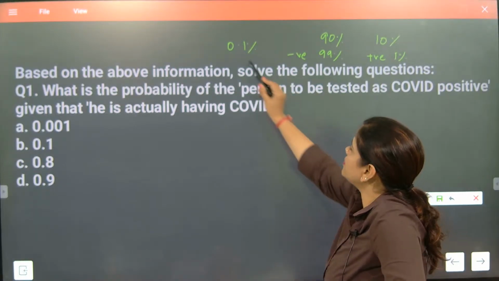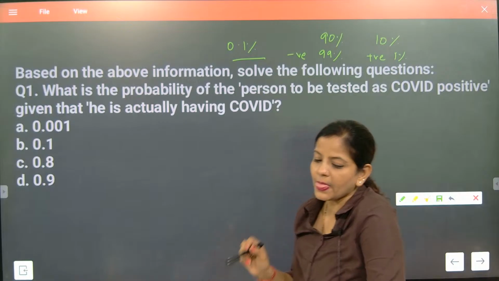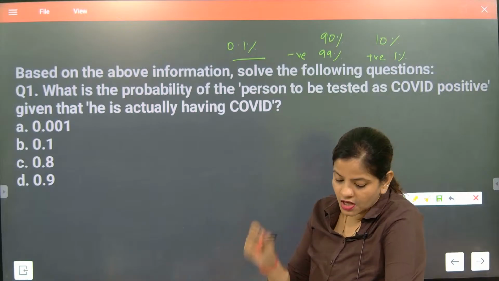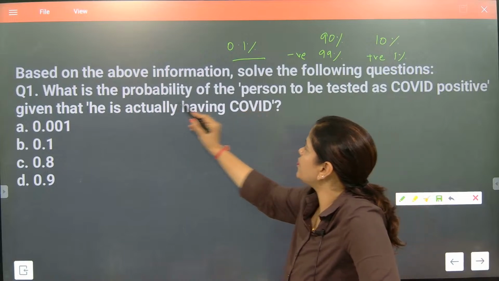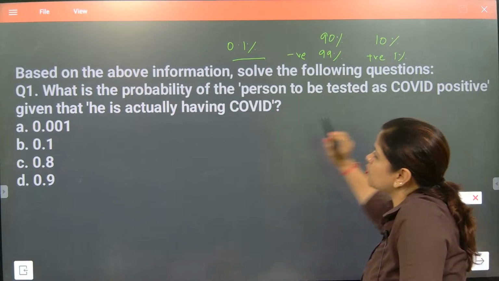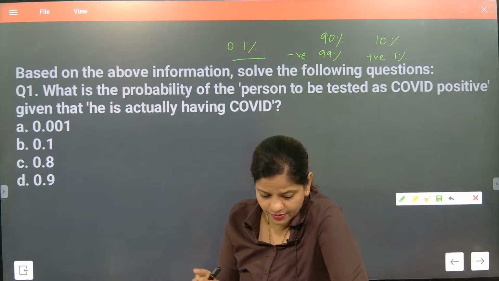So here 0.1% is exactly coming as COVID patient. Okay. Now based on that information, how can we solve the question? The first question they're telling is, what is the probability of the person to be tested as COVID positive? How to attempt a probability case study? This is what I'm teaching you.